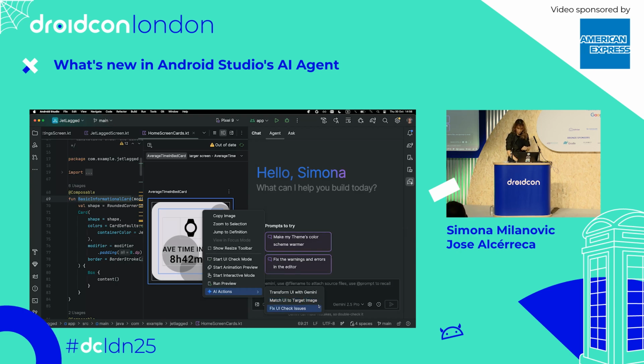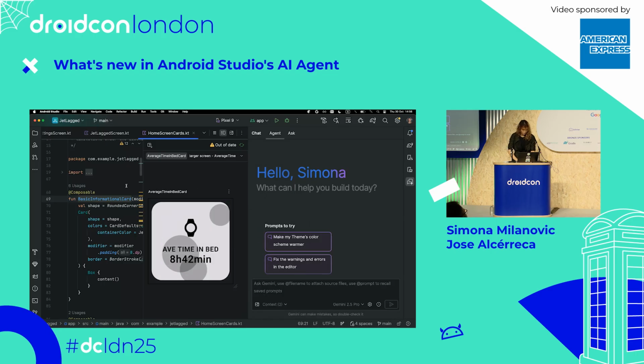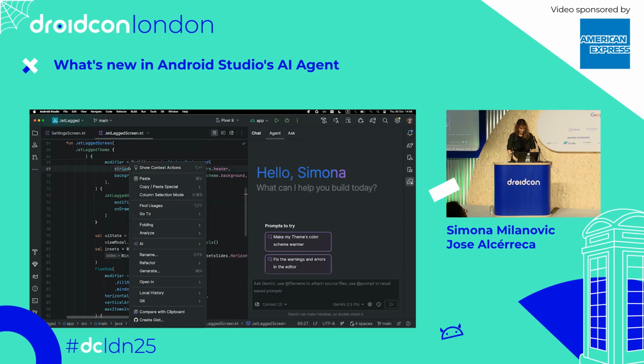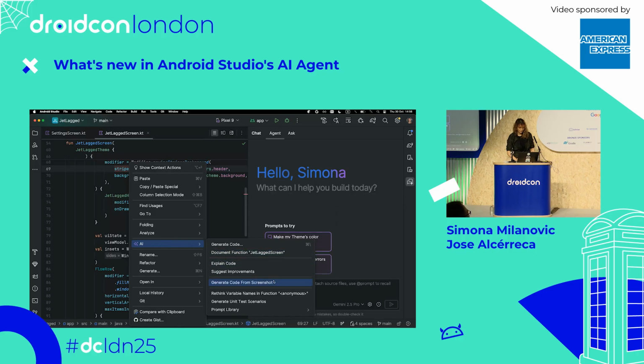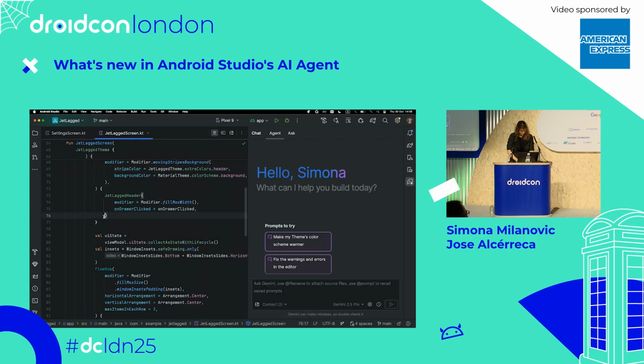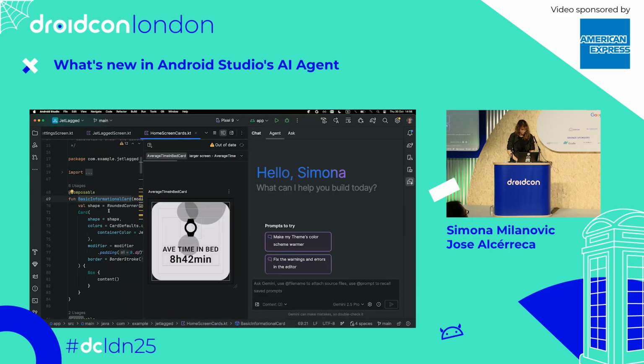Next up is Fix UI Check Issues. This is a new feature that leverages the existing UI check mode to detect potential UI issues and to offer code fixes automatically. And today, aside from these, we will also show a few more. This is a completely new feature, generate code from screenshot. Basically, it creates completely new code and completely new components based on an uploaded design that you give it. And another one, let me just show that one.